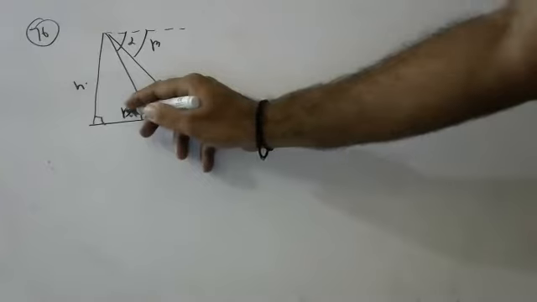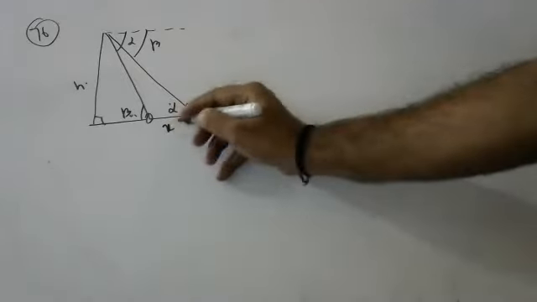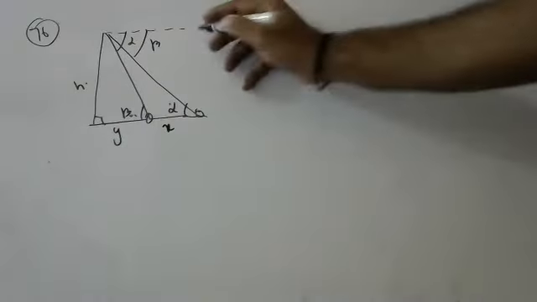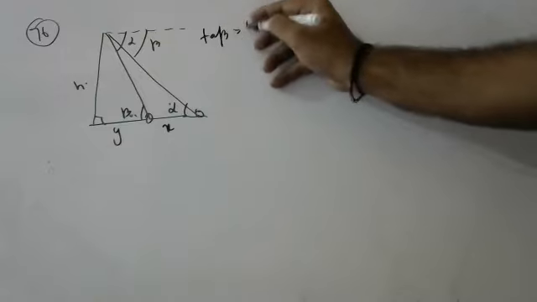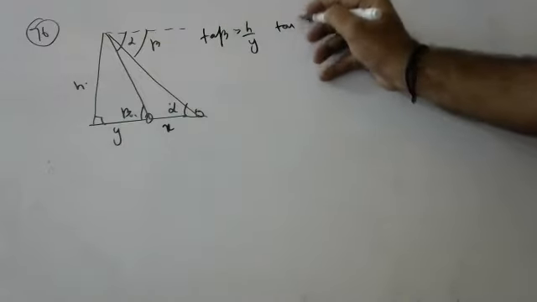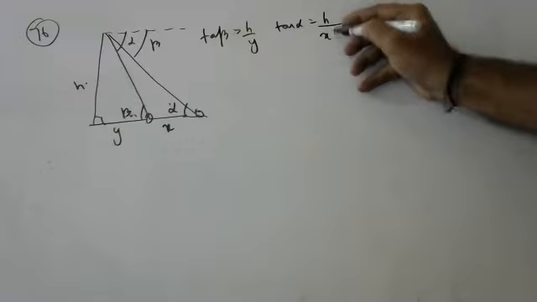The greater angle will be nearer. Find the distance between the two objects. The distance between the two objects is x, so you should find out y and x plus y. We know tan beta is equal to h by y, and tan alpha is equal to h by x plus y.